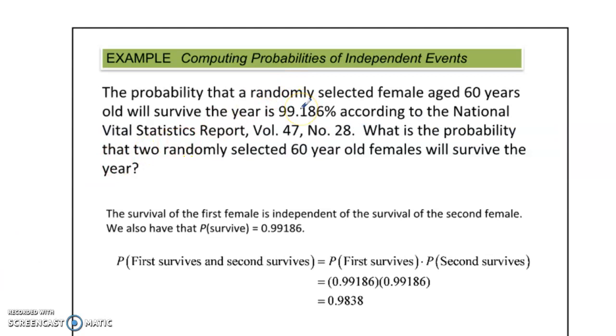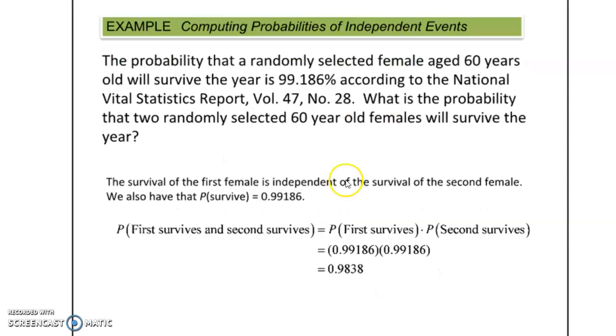The probability that a randomly selected female aged 60 years old will survive the year is 99.186%, according to the Vital Statistics report. This is an actuarial idea. The idea of giving life insurance to people is inextricably tied to the idea of trying to predict when somebody's going to die. I know it's a kind of a sad thing to think about when somebody passes away. We're just trying to use it as a probability tool here.